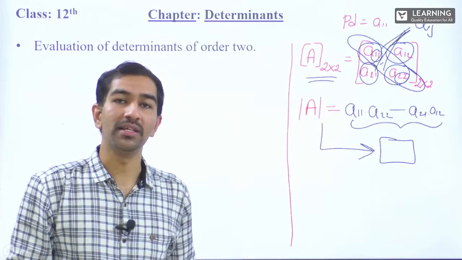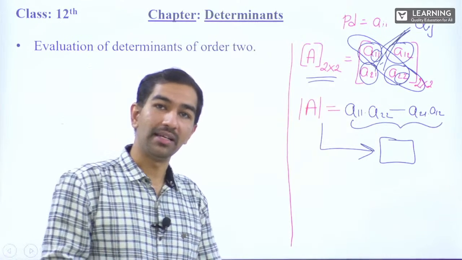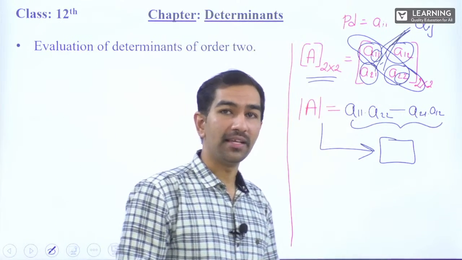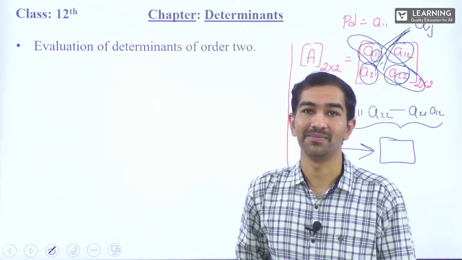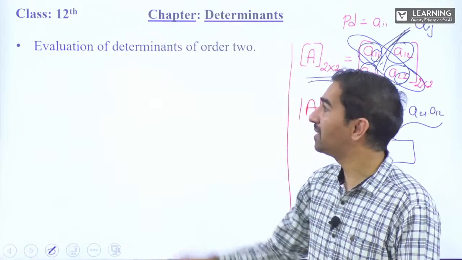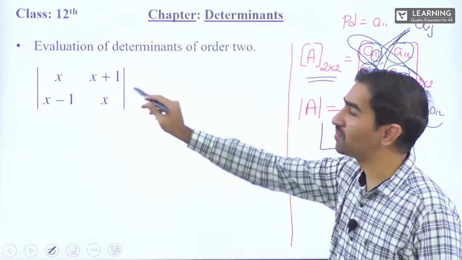Understand? So what you have to do here is multiply the principal diagonal first, and subtract that with the other diagonal. So that would be the evaluation procedure for order 2 cross 2. Okay. So here we have an example. This is one small example, students. So determinant of this we have to find out.